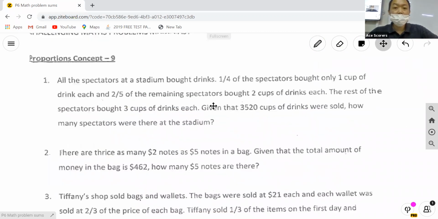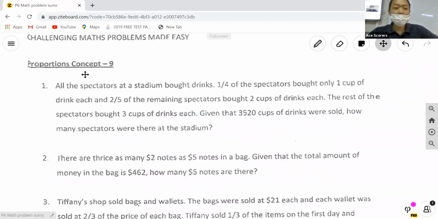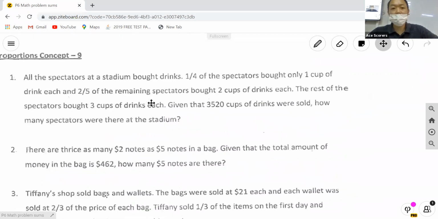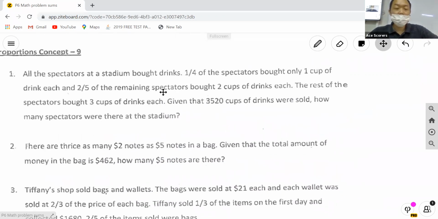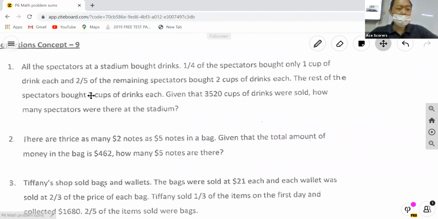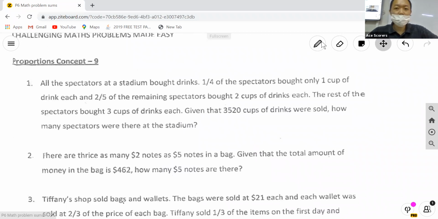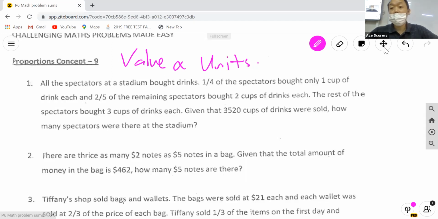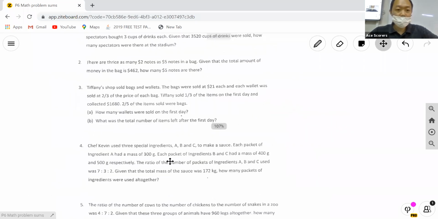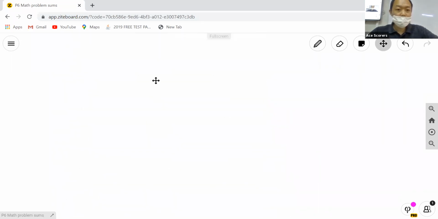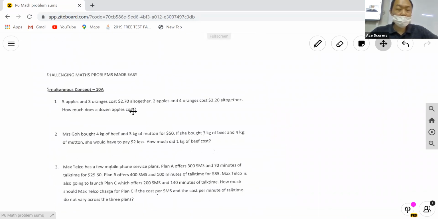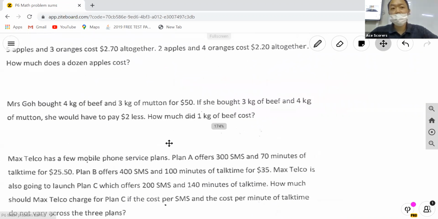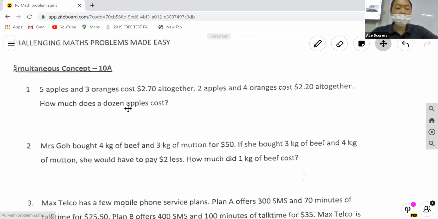This here is the same, right? I call it proportion, but it's actually the same kind of thing. Wait, let me see. 1/4, only 1 cup. Wait a minute, sorry. This one is value and units. The same one is later on. So let me go see the next one. Okay, we do this one first, that one later. We look at this first.